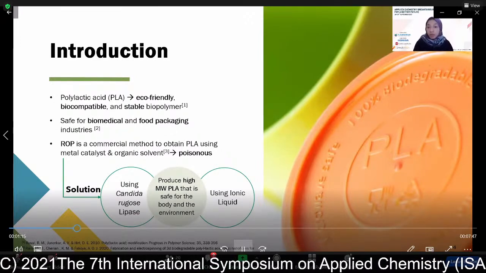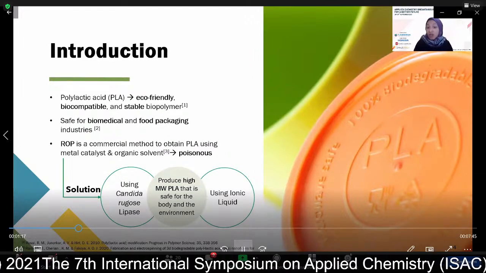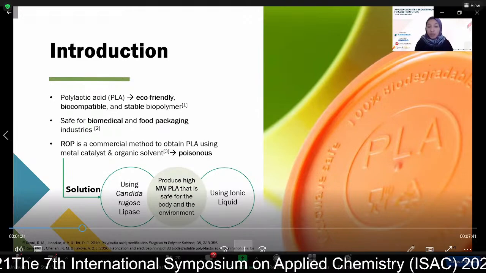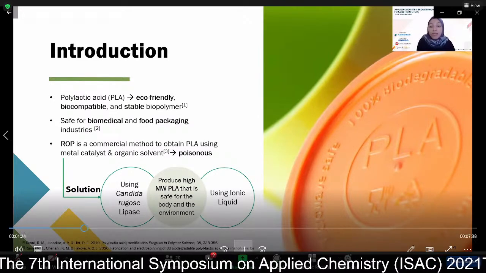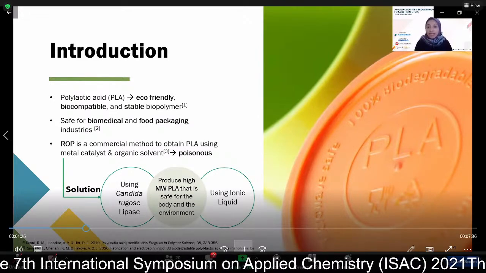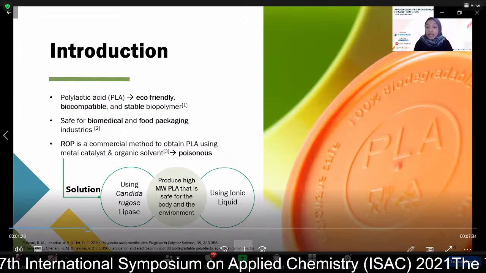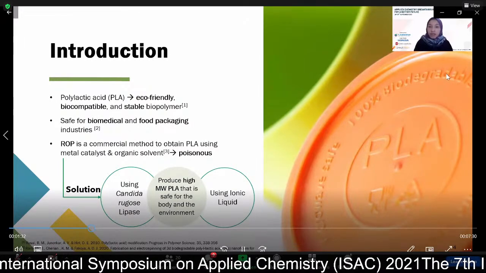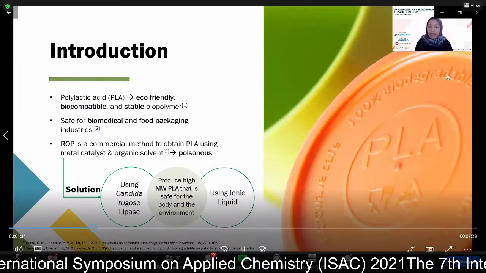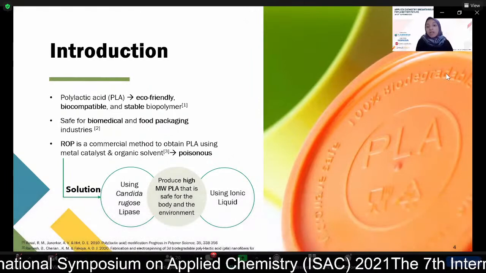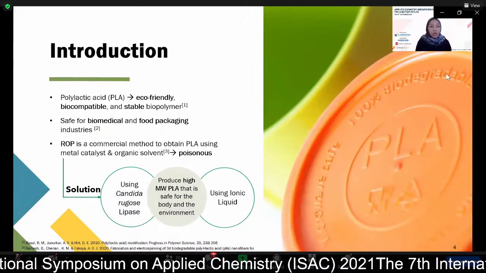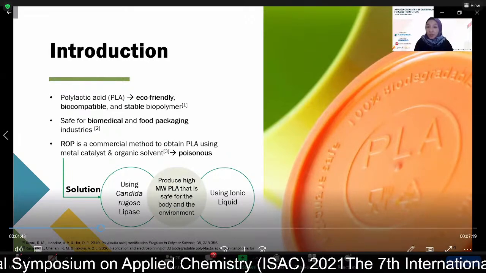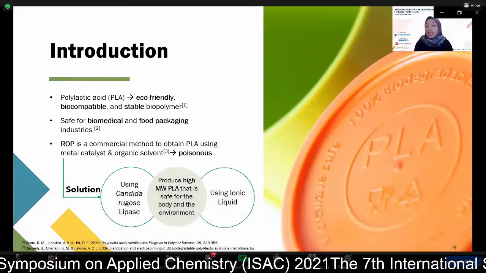PLA is commonly produced from lactide through the ring opening polymerization route because it can produce high molecular weight PLA. ROP usually uses metal catalysts such as zinc, lead, and aluminum, and also organic solvent. But this can often be toxic for our body and the environment. So, enzymes such as Candida rugosa lipase and solvents such as ionic liquid could offer an alternative for a safer ROP pathway.